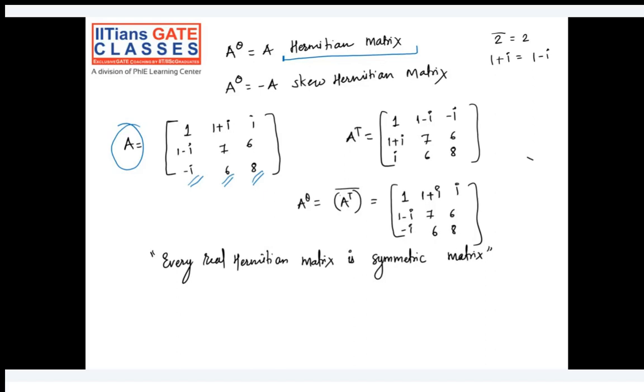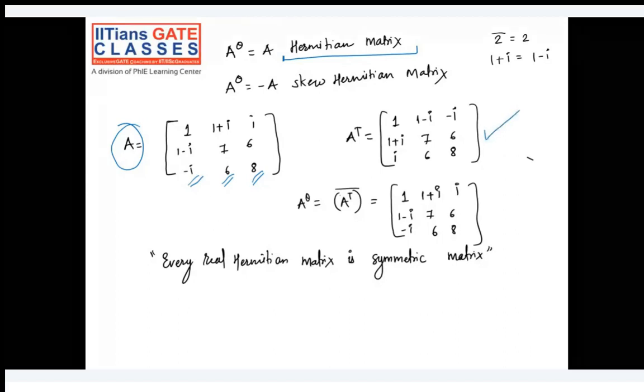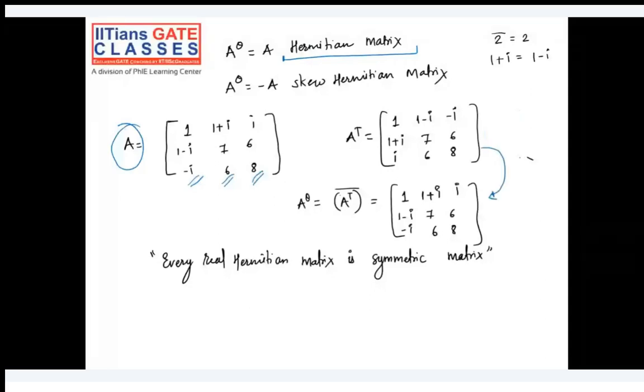And now if you take a conjugate of it, every complex term will be replaced by its conjugate. So 1 minus i will be replaced by 1 plus i, minus i will be replaced with i, 1 plus i will be replaced with 1 minus i. So this is what you are going to get. Here you are taking the conjugate, and here you are taking the transpose.